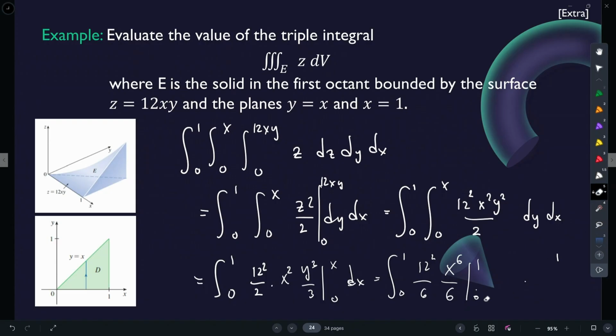Does that make more sense? Did I do this right now? This is 12x squared. The x squared is not integrated with respect to y. Y squared became y cubed divided by 3. All right.